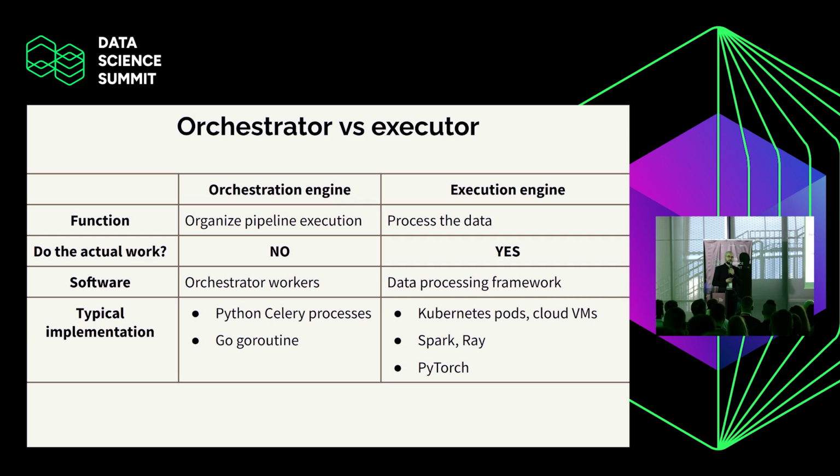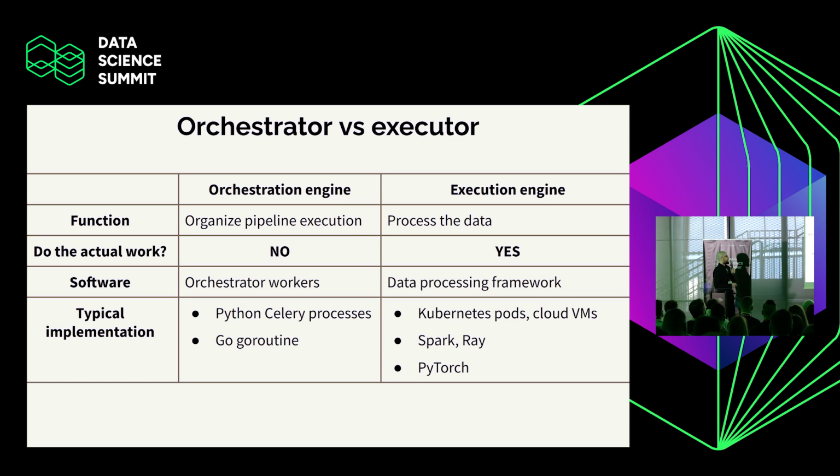Data orchestrator is for orchestrating the process, making sure that things go in parallel, that things go in sequence, that logs are gathered, errors are gathered, and they typically use orchestrator workers, which are very lightweight processes, because it only orchestrates other things. So those can be lightweight Python processes, Go routines, but they are very lightweight. But the actual processing you should do in dedicated software. For example, in Kubernetes pods, cloud VMs, on Spark clusters, Ray clusters, on SageMaker, using PyTorch, whatever. But those are two very separate things.